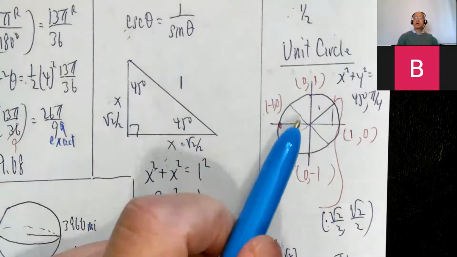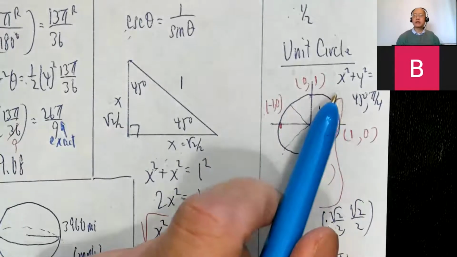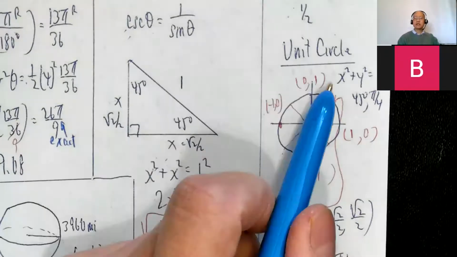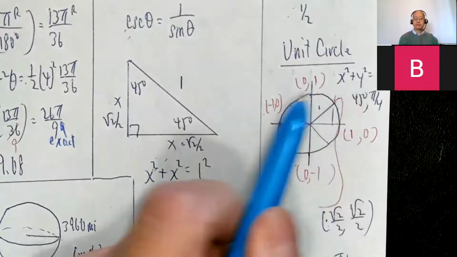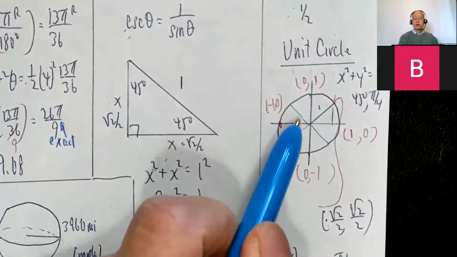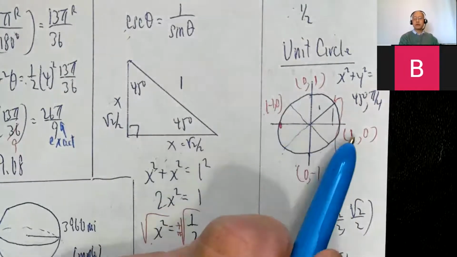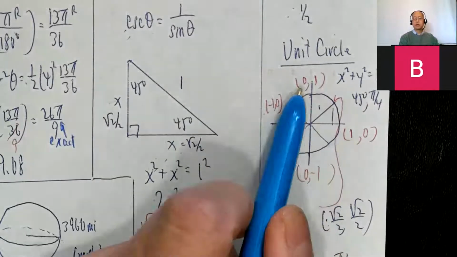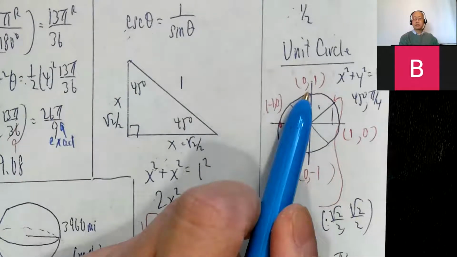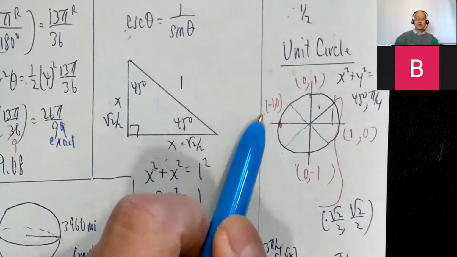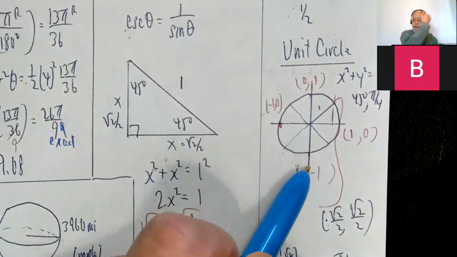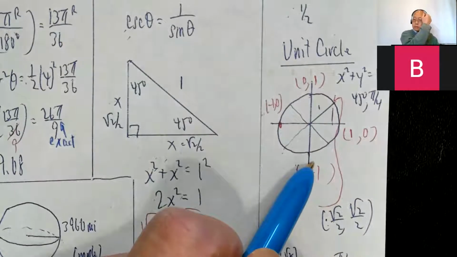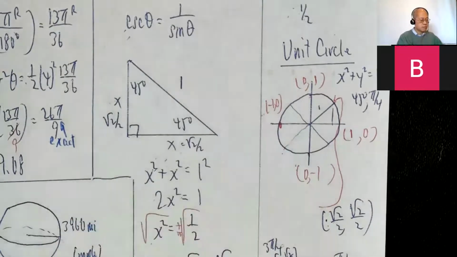Right, unit circle means a circle centered at the origin and a radius of 1. Its equation is x squared plus y squared equals 1. So that means, among other things, this is the point 1, 0. This is 0, 1. This is negative 1, 0. This is 0, negative 1. Okay.